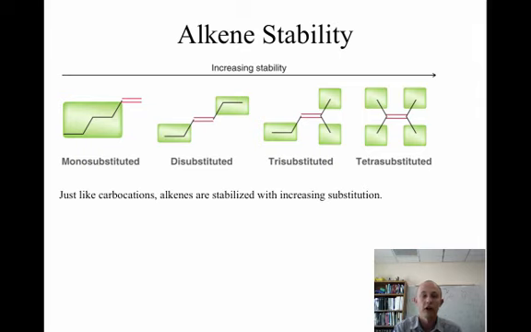So if we burn all these different isomers, what we notice is that monosubstituted alkenes are the least stable, followed by disubstituted, then trisubstituted, and tetrasubstituted are the most stable. So this is kind of similar to carbocation stability. The more groups that you have bonded to your carbon-carbon double bond, the more stable it is. Just like the more groups you have bonded to your carbocation, the more stable it is. So tetrasubstituted will give off the least amount of energy on combustion analysis, and monosubstituted will give off the most energy.